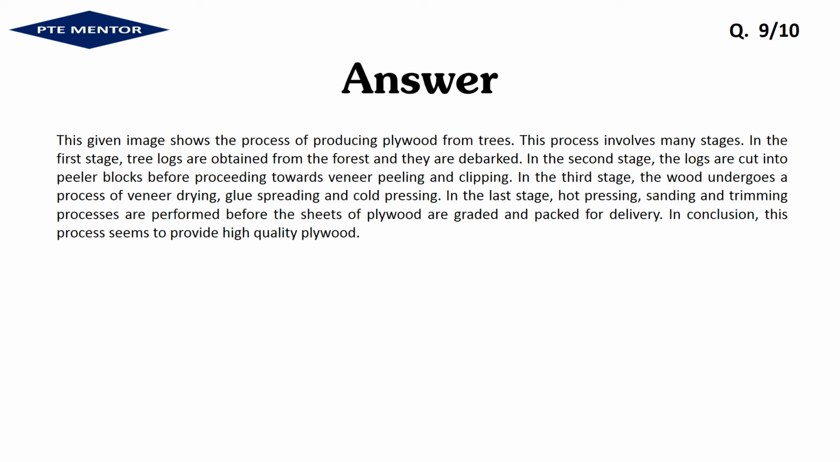In the third stage, the wood undergoes a process of veneer drying, glue spreading and cold pressing. In the last stage, hot pressing, sanding and trimming processes are performed before the sheets of plywood are graded and packed for delivery. In conclusion, this process seems to provide high-quality plywood.